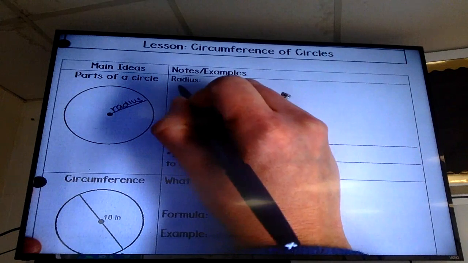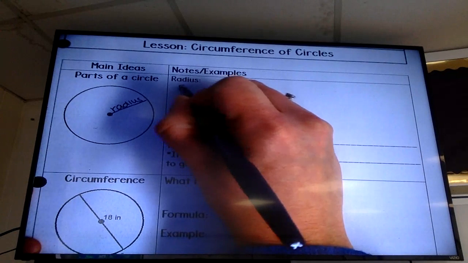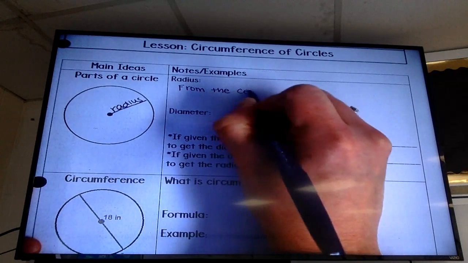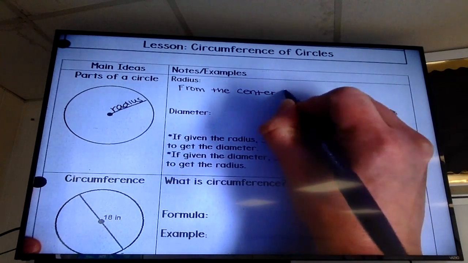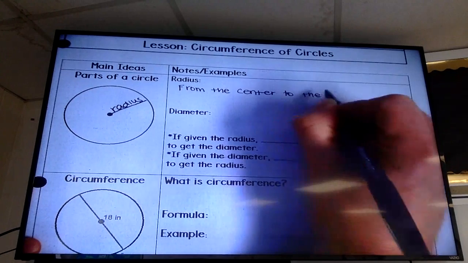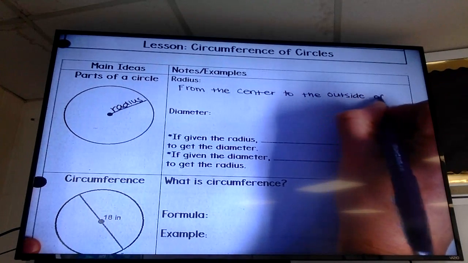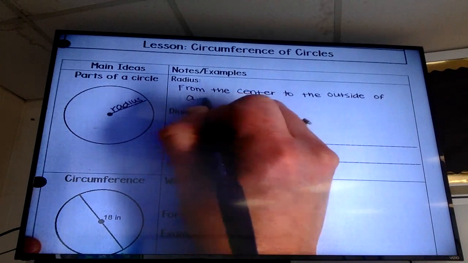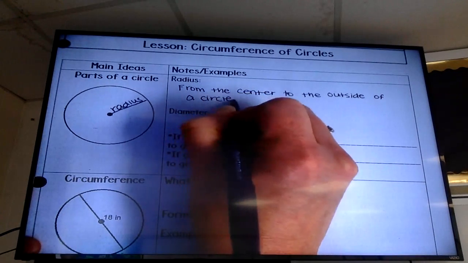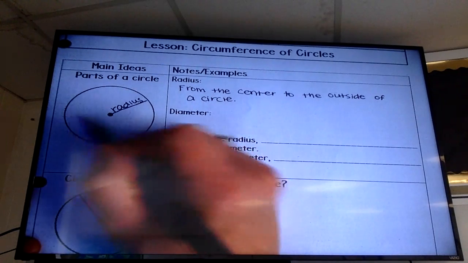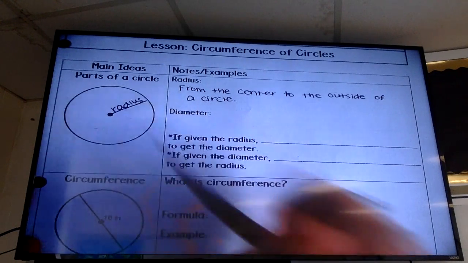So again, from the center to the outside of a circle, that is considered a radius, and it can be anywhere. So I put it here, it could be here, it could be here, anywhere from the center to the outside of the circle.